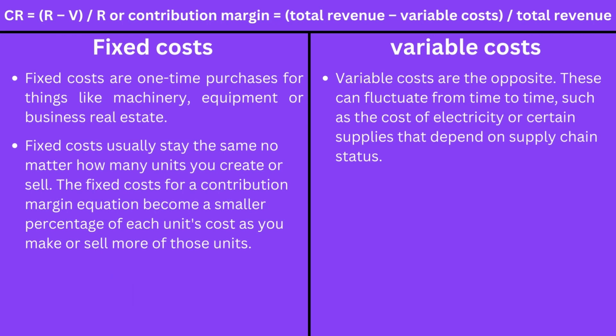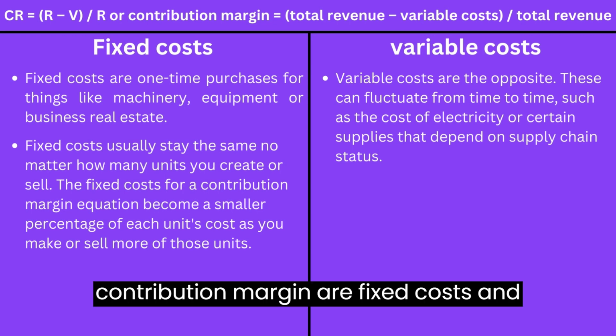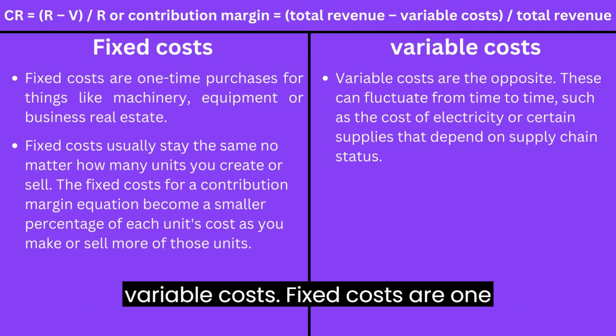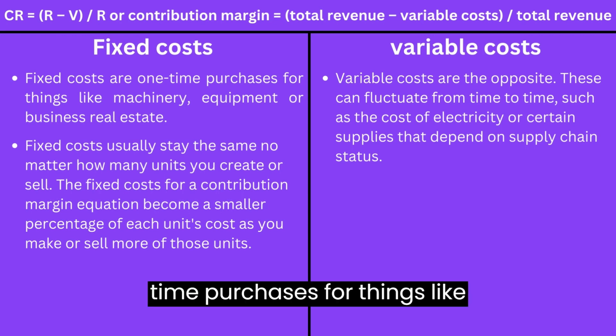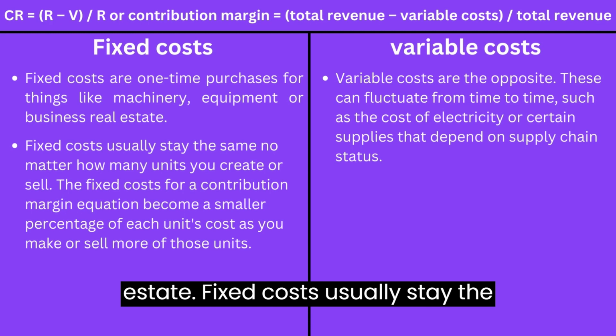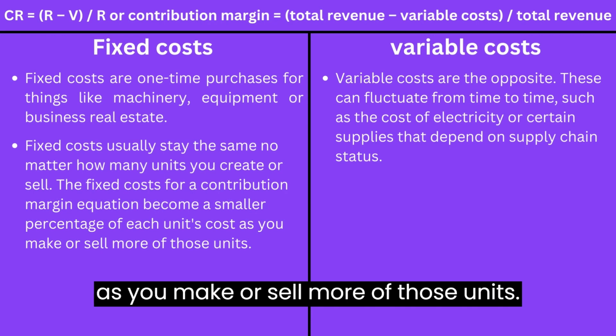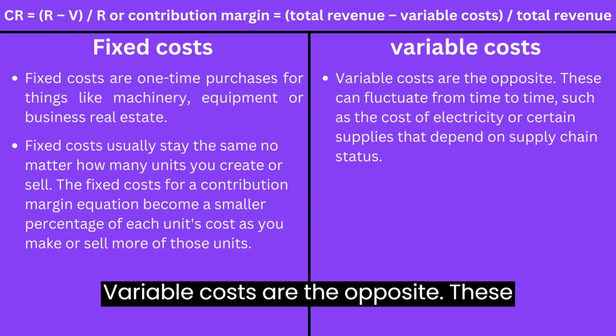Fixed costs versus variable costs. Crucial to understanding contribution margin are fixed costs and variable costs. Fixed costs are one-time purchases for things like machinery, equipment, or business real estate. Fixed costs usually stay the same no matter how many units you create or sell. The fixed costs for a contribution margin equation become a smaller percentage of each unit's cost as you make or sell more of those units. Variable costs are the opposite.